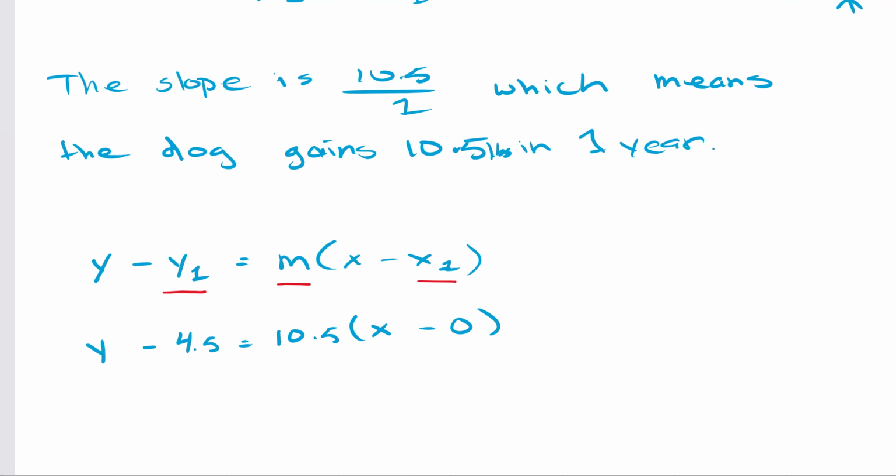So first thing I'm going to do, I think, is some distributing. I'm going to take this 10.5 and I'm going to distribute it. 10.5 times x is 10.5x. 10.5 times 0 is 0. Negative, positive doesn't matter, just 0. So I'm going to keep going. To isolate y, I will need to add 4.5 to both sides. This is not 4.5x, so I'm not going to combine any terms.